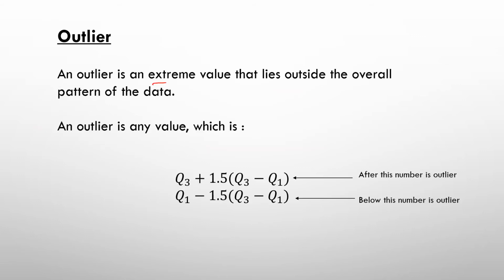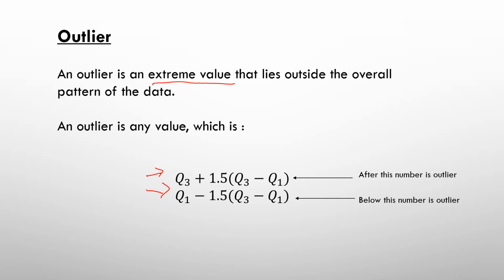An outlier is an extreme value that lies outside the overall pattern of the data. An outlier is any value which is above Q3 plus 1.5 times bracket Q3 minus Q1, so any number above this number will be an outlier, and any number below Q1 minus 1.5 times bracket Q3 minus Q1 will be an outlier.